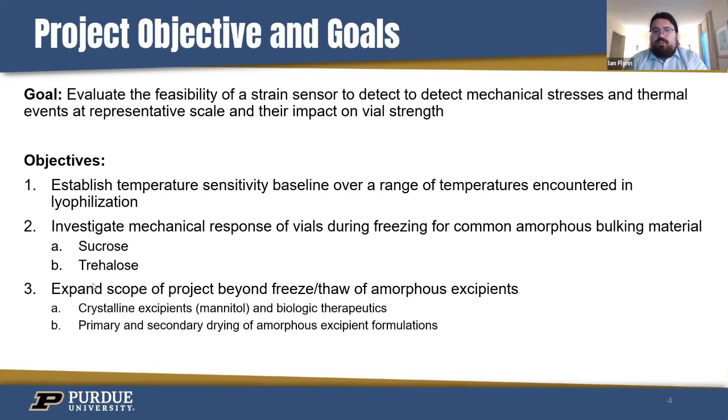First, we really want to establish the temperature sensitivity baseline over a range of temperatures encountered in lyophilization, and investigate the mechanical response of vials during freezing for common amorphous bulking materials. So we're really looking at sucrose and trehalose. And then we want to expand the scope of the project beyond just freeze thaw with amorphous excipients and start looking at crystalline excipients such as mannitol and biologic therapeutics, using BSA as a model protein, as well as looking at the primary and secondary drying with these amorphous and crystalline formulations.